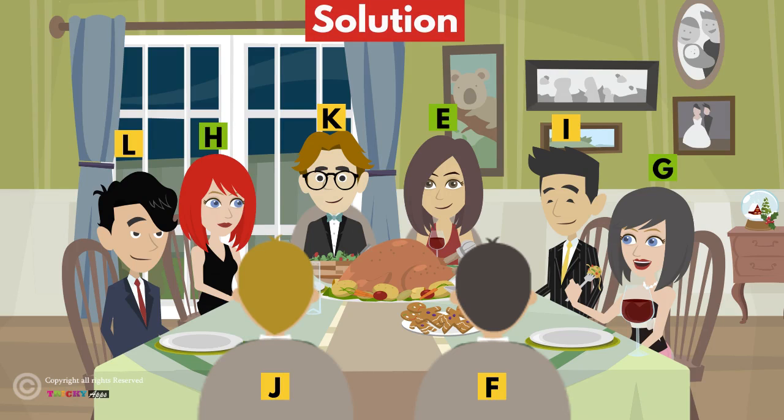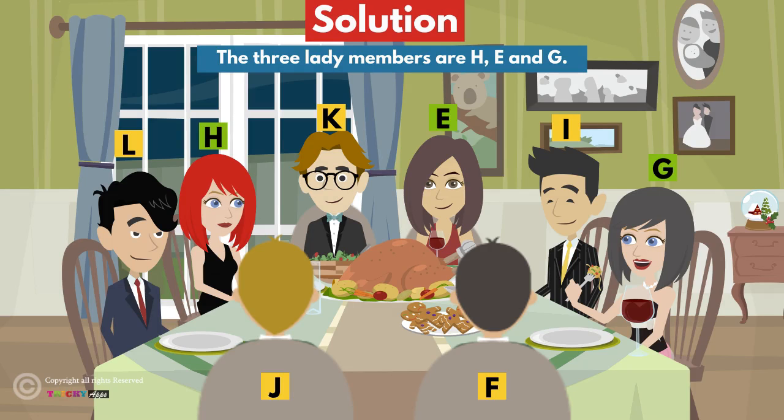Let us see the solution. From the arrangement we can say that the 3 lady members are H, E and G. So the answer is option D.